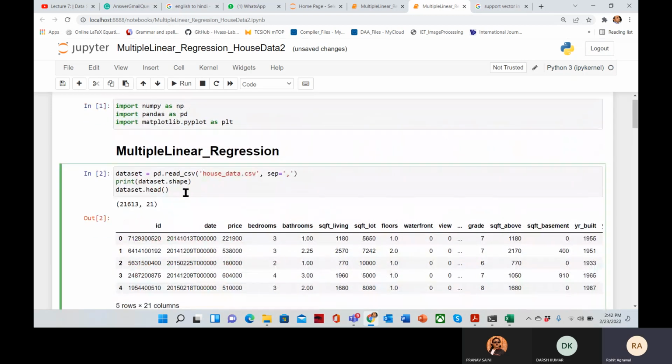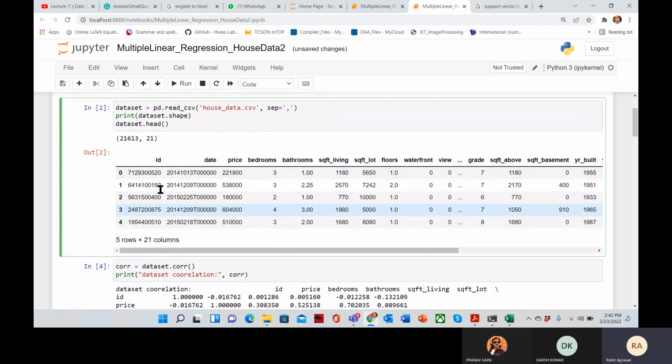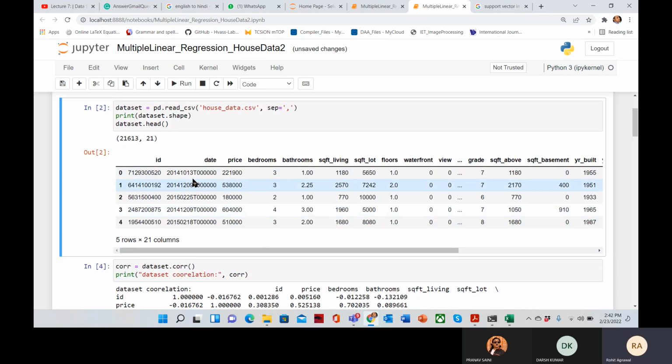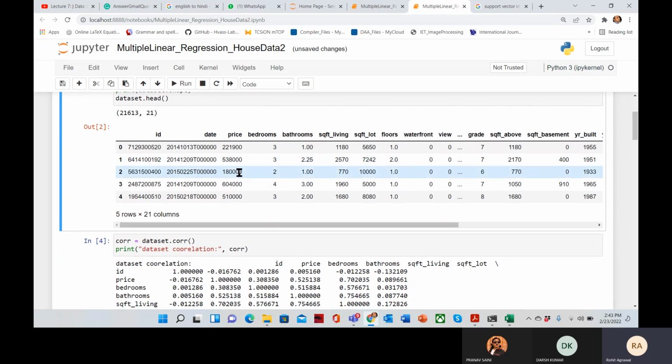Okay. So yes, see, this is our data set here. I am just displaying the top 5 rows. Now what I will do, these columns. There are around 21 columns. So we will find the correlation matrix. So this will be a 21 by 21 matrix.